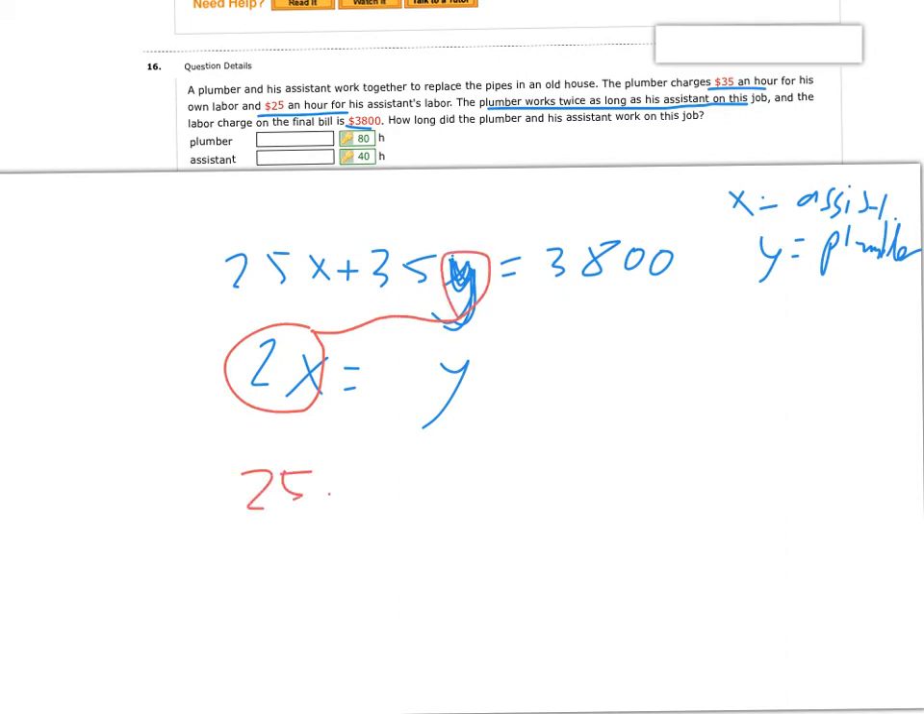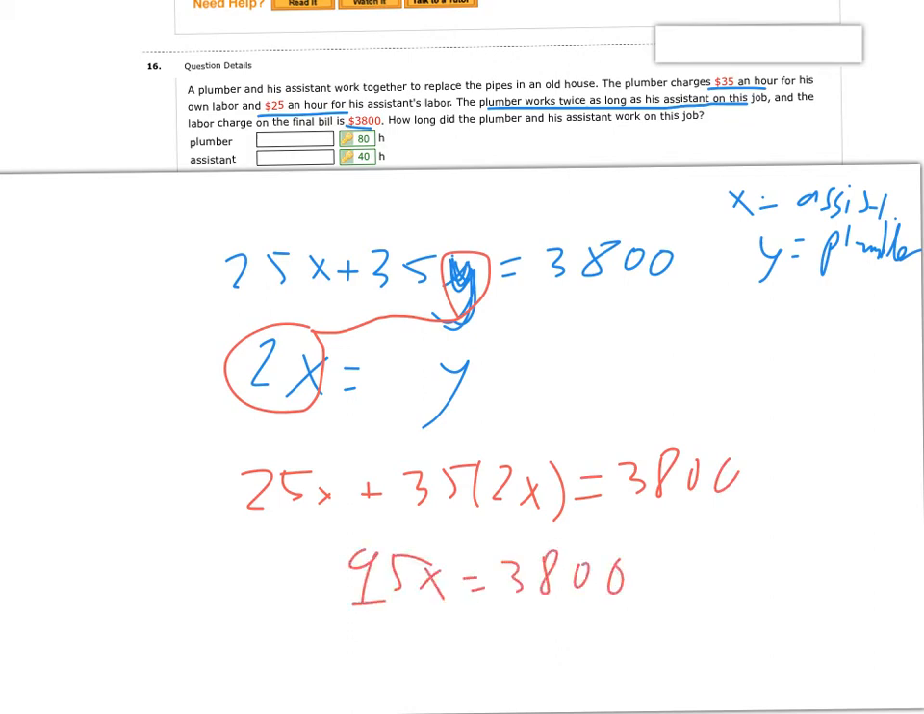So it becomes 25x plus 35 times 2x equals 3,800. And so that would be 70, and then 95x equals 3,800. So for me, that's going to come out to, divided by 95, x would equal 80. And then so the plumber, oh, sorry, no, it wouldn't, it would equal 40. So that's the assistant, and the plumber worked twice as long, so it would be 80.